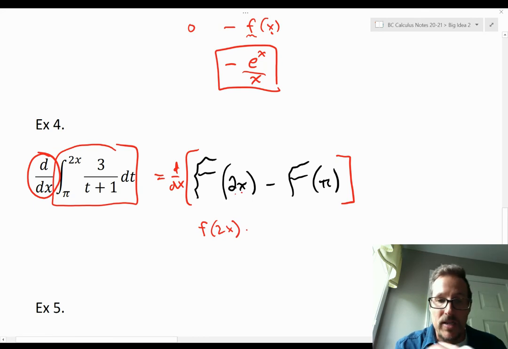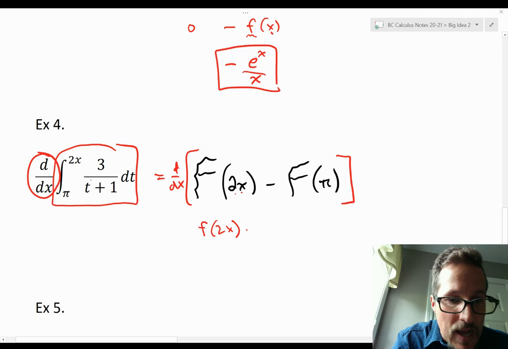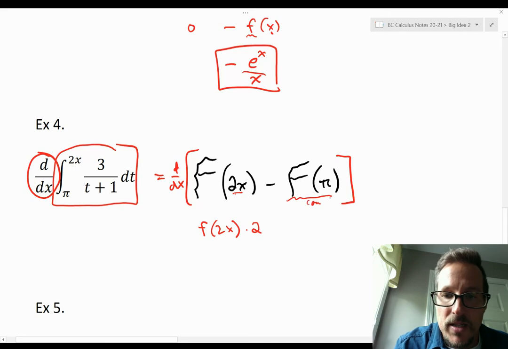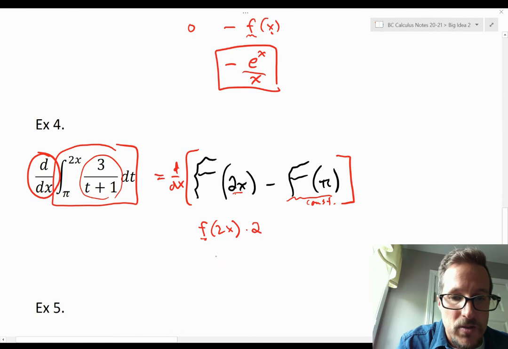Now, the inside function is not 3 over t plus 1. The inside function is 2x. So the derivative of that is 2. And then cap F of pi, that's just a constant. The derivative will be 0. And what is the f function that we were dealing with? Yep, it's just that integrand 3 over t plus 1. But now the input is 2x. So 3 over 2x plus 1 multiplied by 2. You can simplify that.